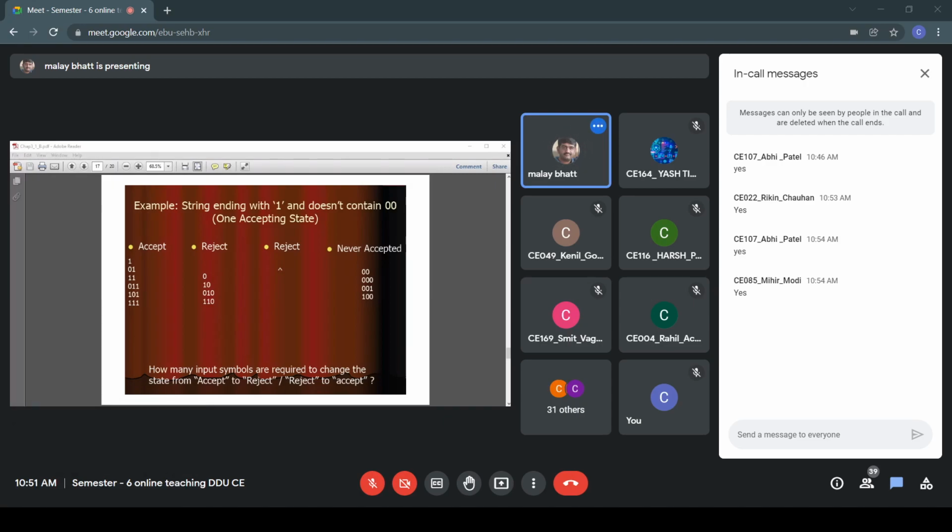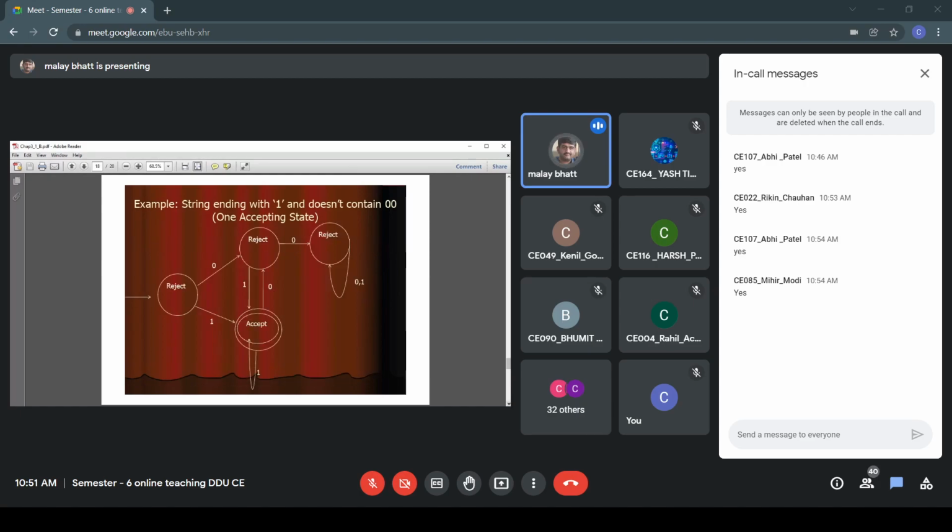Okay, so let us see how we'll convert this into a diagram. You can see we have a null state. The initial state is the null state. Now we have 0. So when you get 0, we have 2 possibilities. 0, 0 will go to a reject state or the dead state. You can see there is no outgoing arrow from the dead state. Once you receive 0, 0, you will remain in the same state. Is this clear?